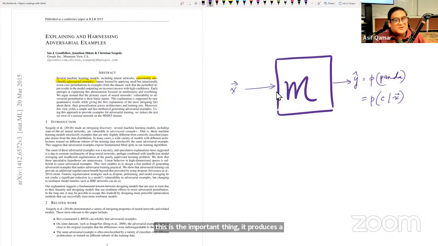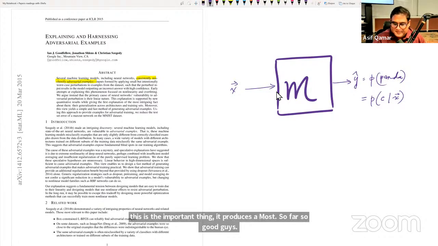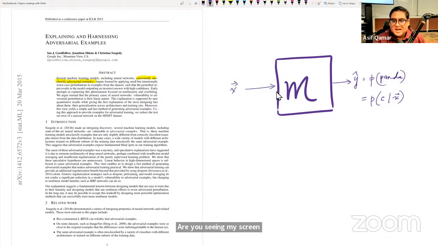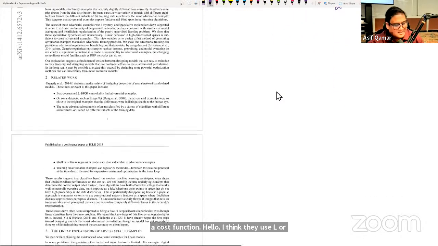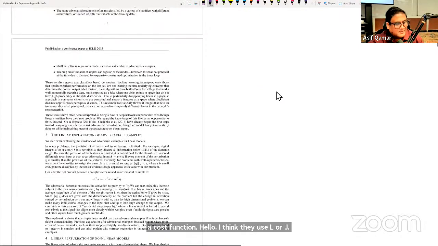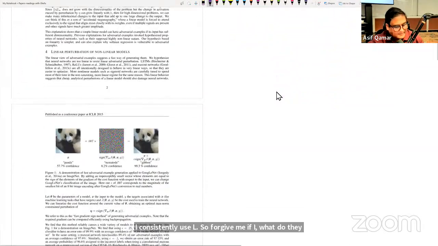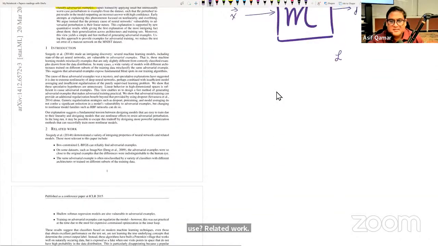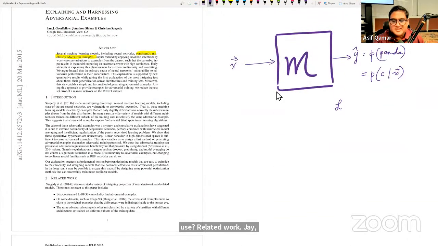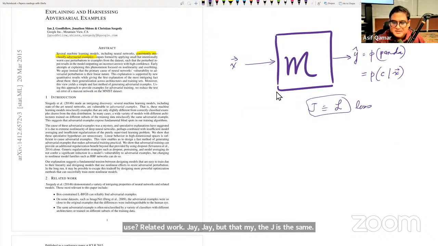Most models do. So far, so good, guys? Are you seeing my screen? Yeah. So now, out of the probability, you create a cost function, a loss function. I think they use L or J. I consistently use L, so forgive me. In the related work they use J, but my L and the J are the same in this paper. It is equivalent to J, the loss function.